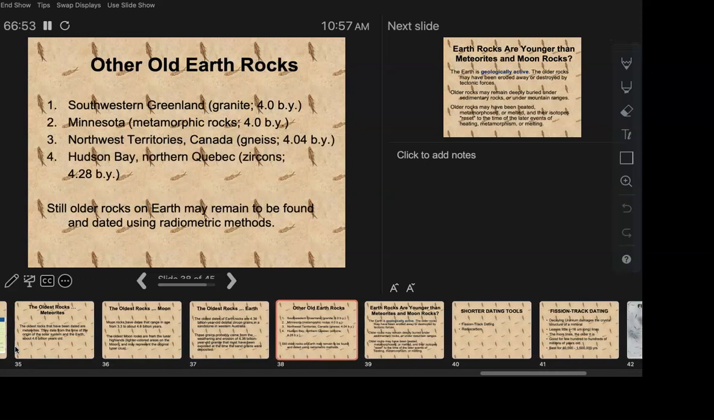All right. And we're going to kind of wind down with this because it is getting time to go. So Greenland, we got 4 billion years. Minnesota, 4 billion years. Up in Canada, 4.04. Hudson Bay area, 4.28. And it's just a matter, like I said, of somebody getting lucky one day and finding a new rock somewhere they think is old, they send it off to the lab, and they hit the jackpot. Now, it'd only be a problem if we find something older than 4.6.